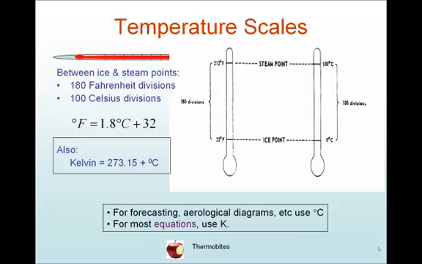When we're looking at forecasting applications, for example using what's known as aerological diagrams, which reproduce atmospheric processes, we're going to use degrees Celsius. But when looking at temperature in most equations, we're going to use degrees Kelvin, which works on an absolute scale. So take 273.15 and add it to degrees Celsius to get to degrees Kelvin. Hence absolute 0, or 0 degrees Kelvin, is minus 273.15 degrees Celsius.